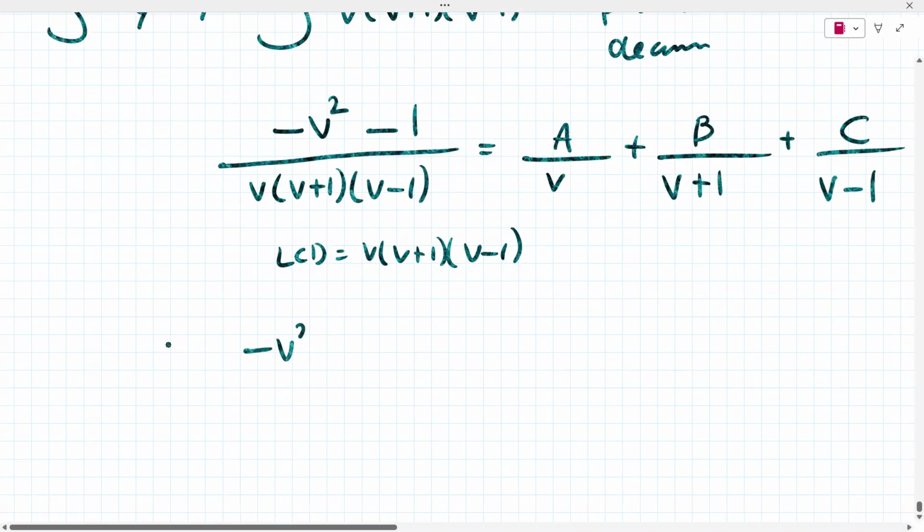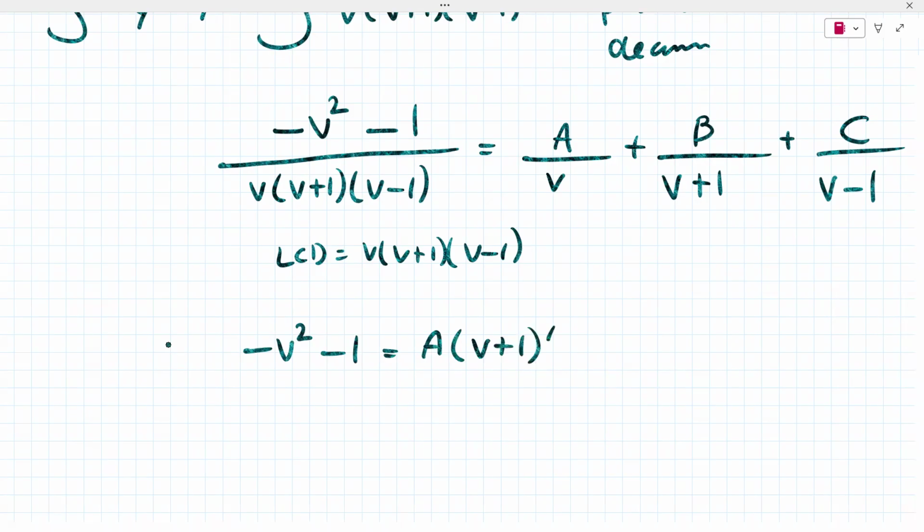If you multiply everything by that, it gets rid of the denominator, and now you're left with negative (v squared minus 1) equals a (v plus 1)(v minus 1) plus b v (v minus 1) plus c v (v plus 1). Okay. Then how would you solve for a and b?